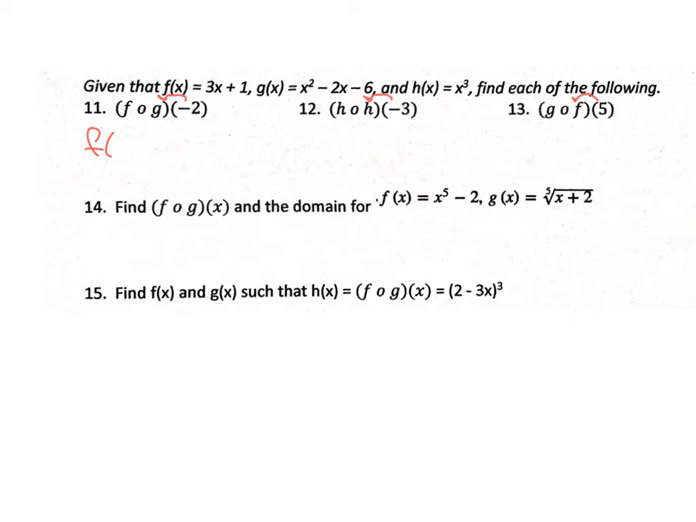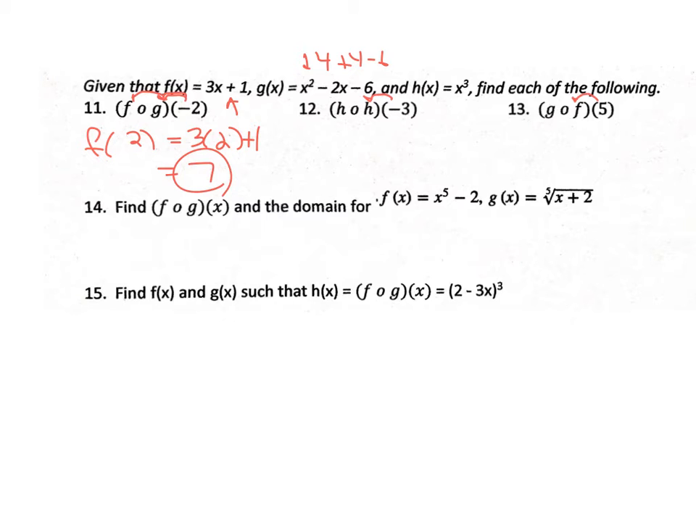All right, more fun stuff. f of g of negative 2. Remember how we do this. We work backwards. I'm going to plug negative 2 into function g first. If I plug negative 2 into function g right here, it would give me 4 plus 4 minus 6, which is 2. So now I'm going to take that 2 and plug it into function f, which should be 3 times 2 plus 1. 6 plus 1 is 7. That's your final answer right there, 7. So work your way backwards.